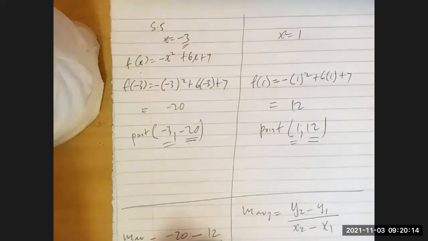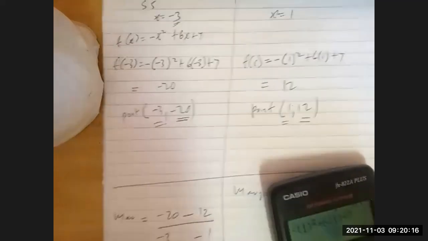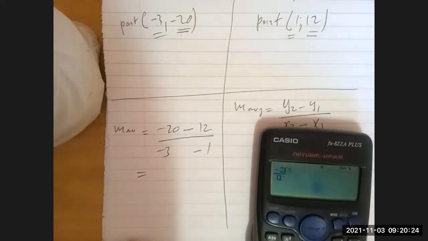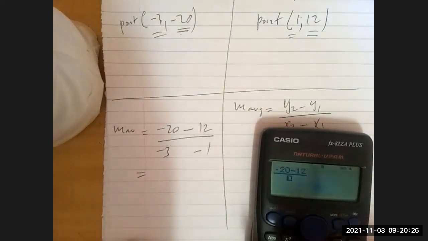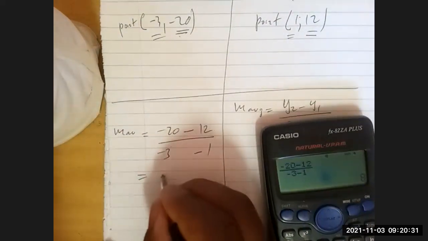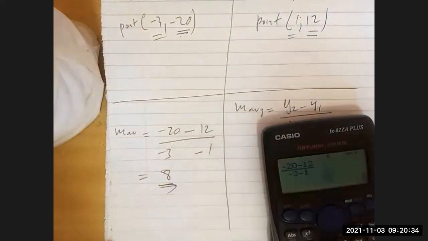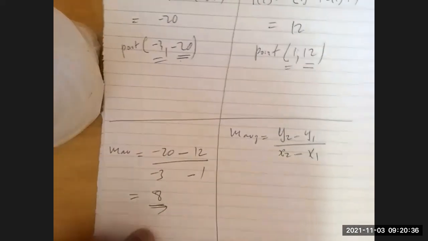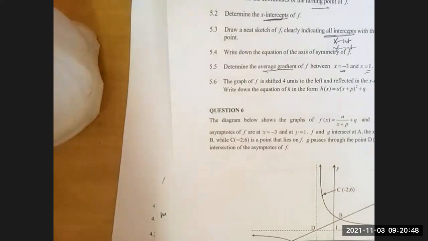You see? And what are we going to get? Don't be tricked by them saying m average. -20 minus 12 all over -3 minus 1. This is what we get as our gradient. M average is that 8 there that you see. So that is how we go about solving this kind of question. Don't be tricked by them saying m average. They are just trying to trick you. Okay? All right. There you go.